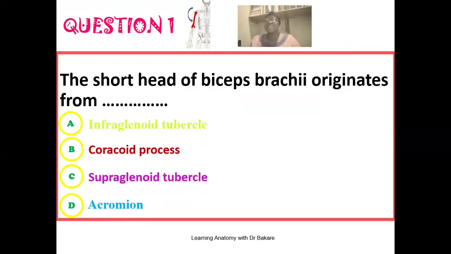The correct answer here as it relates to the site of origin of the short head of the biceps brachii is the coracoid process. The coracoid process is the point where the short head of the biceps brachii muscle originates from. Don't forget that the biceps brachii muscle is a two-headed muscle which has a short head and also a long head. The short head is seen to originate from this point, while the long head is seen to originate from the supraglenoid tubercle. We've highlighted this in detail in our previous lecture on the biceps brachii.